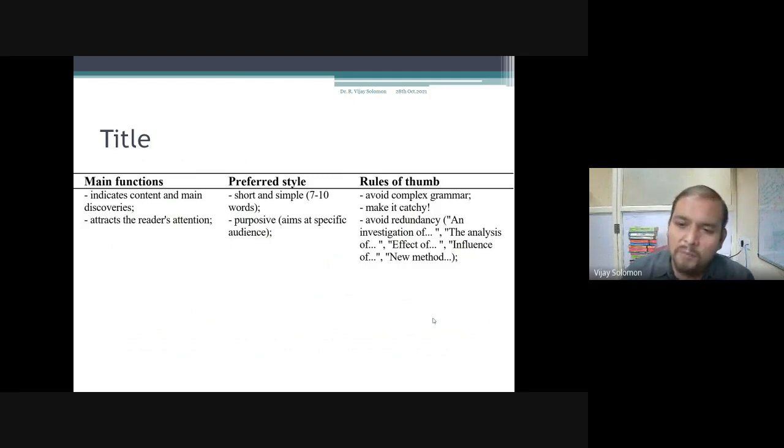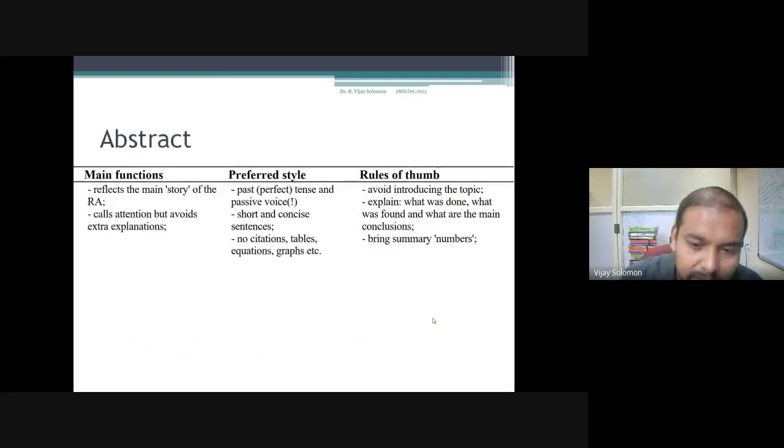Avoid complex grammar. Make it very catchy. Every time we say investigation of, study of, let us avoid those. Let us liberate ourselves from those conventional terms. You can give a catchy title so that people can relate to it a lot.